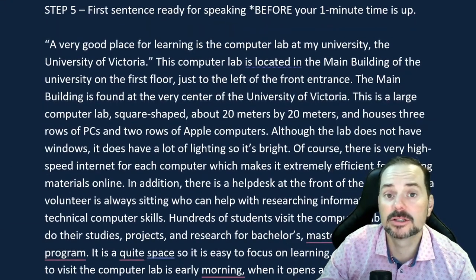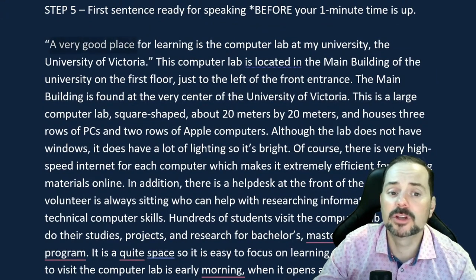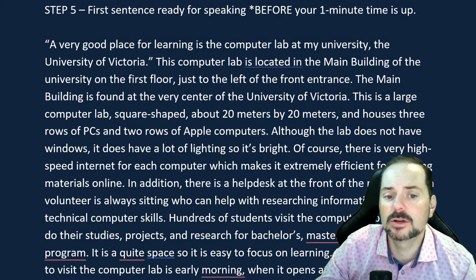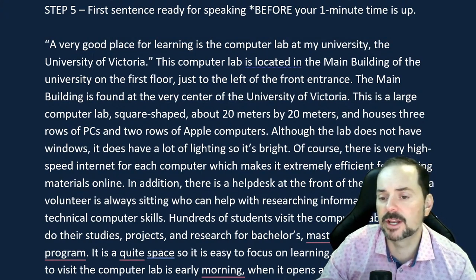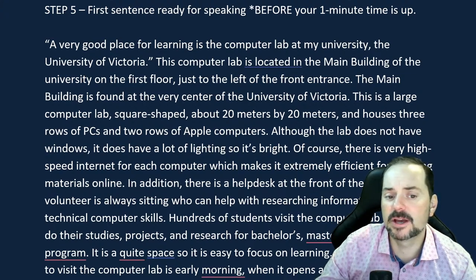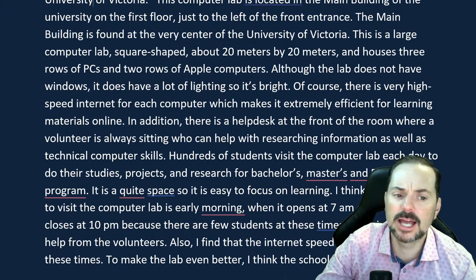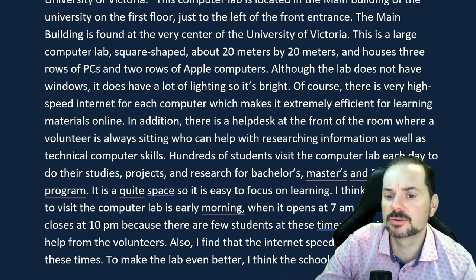Please begin speaking. A very good place for learning is the computer lab at my university, the University of Victoria. This computer lab is located in the main building of the university on the first floor, just to the left of the front entrance. The main building is found at the very center of the University of Victoria. This is a large computer lab, square-shaped, about 20 meters by 20 meters, and houses 3 rows of PCs and 2 rows of Apple computers. Although the lab does not have windows, it does have a lot of lighting, so it's bright, makes it convenient for reading and learning.